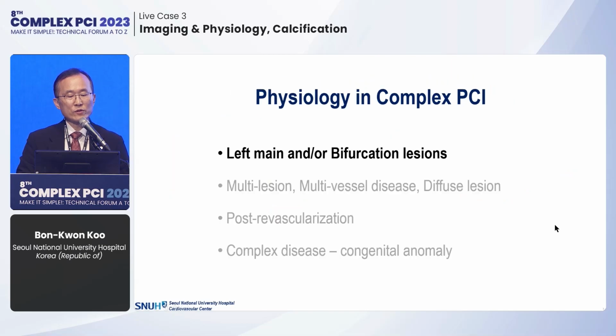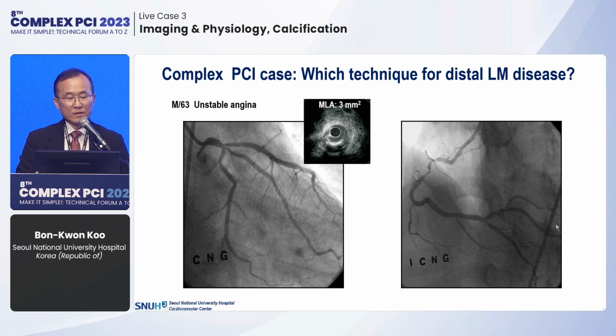So today I'd like to share some cases to show how physiology can be integrated in guidance for complex PCI during daily practice, starting with the left main and bifurcation lesions. In this case, a 63-year-old gentleman presented with unstable angina. The right coronary artery has a very tight stenosis, which seems to be the culprit for the instability of his symptoms. But there's another lesion, in the distal left main and LAD ostium.